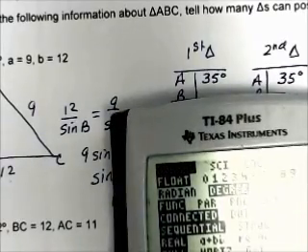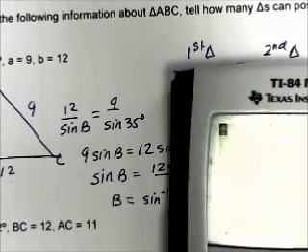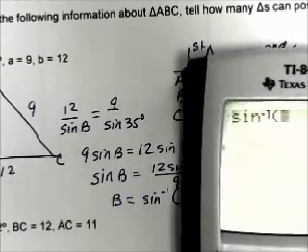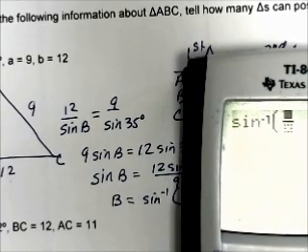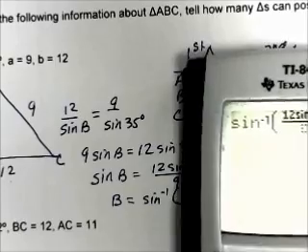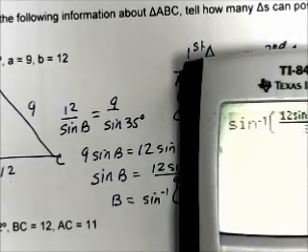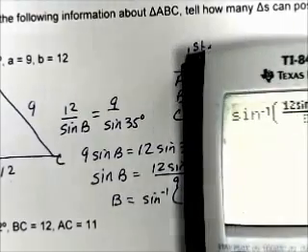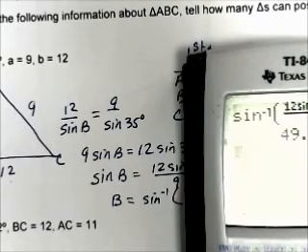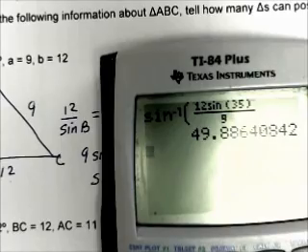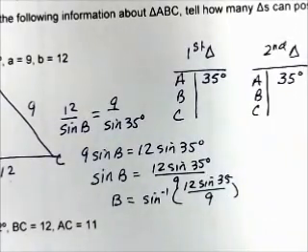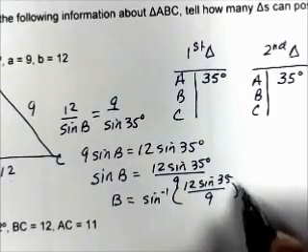make sure you're in degree mode. Second sine, fraction, 12 sine 35, divided by 9. We'll round this to the nearest degree. All right, so that's 50 degrees. So angle B equals 50 degrees.